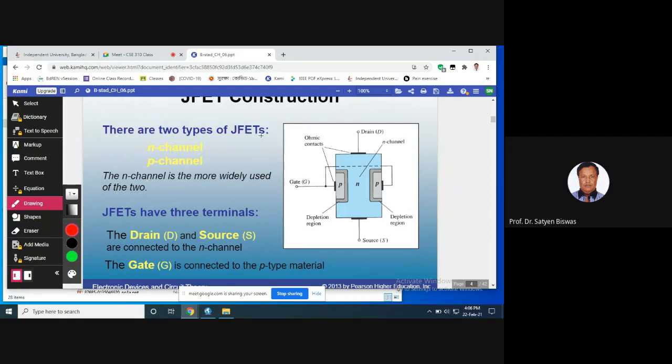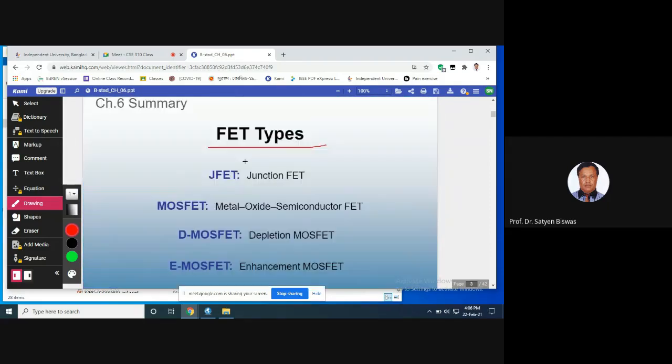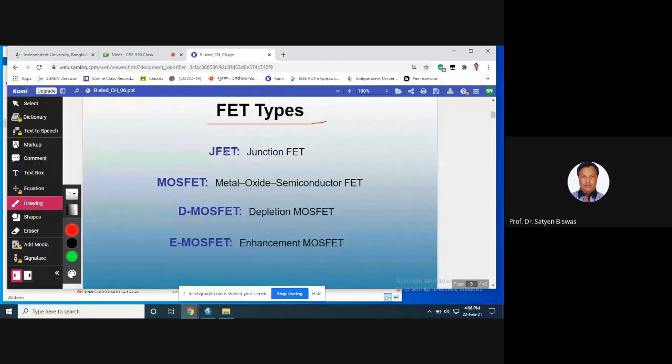There are two types of JFETs. Actually, all kinds of FETs have two types, just like the BJT. BJT has two types, N-type and P-type, NPN and PNP. Similarly, all kinds of JFET, MOSFET, DMOSFET, EMOSFET, everything has N-type and P-type.